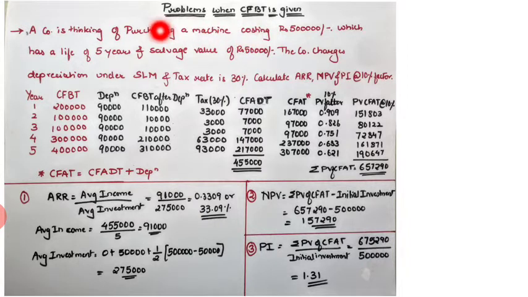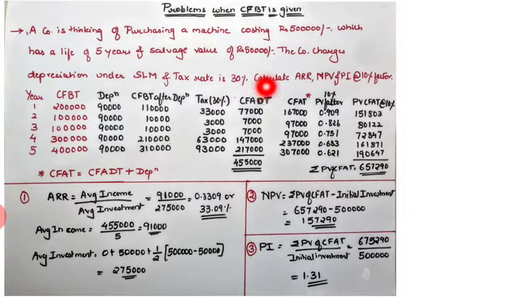Now salvage value, we already know, is nothing but the scrap value at the end of the life of this particular machine. So after 5 years, if you want to sell this machine, you can sell it for 50,000 rupees. That is what salvage value represents. The company charges depreciation under SLM. SLM represents straight line method, also called the original cost method. And tax rate is 30%. So tax rate is also given to us.